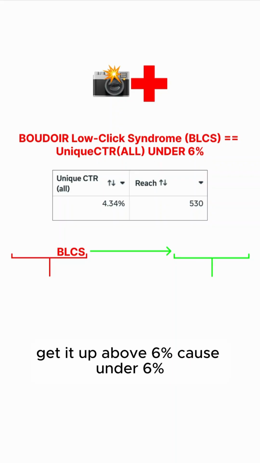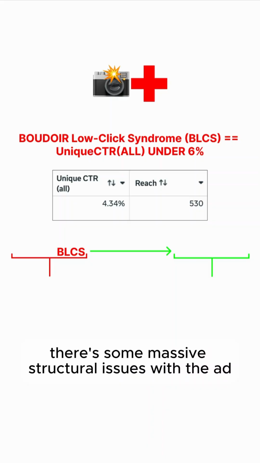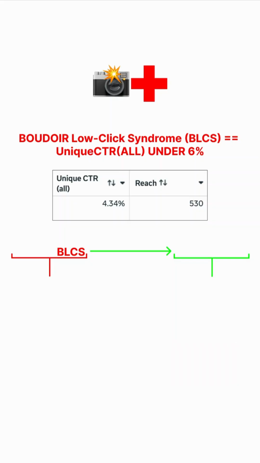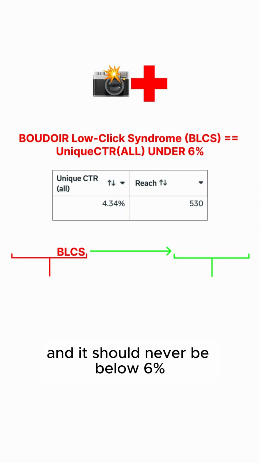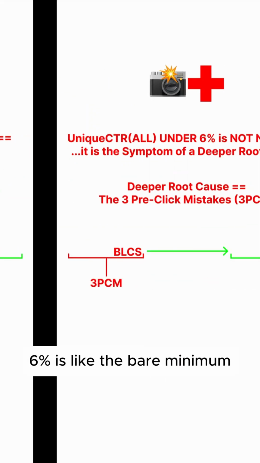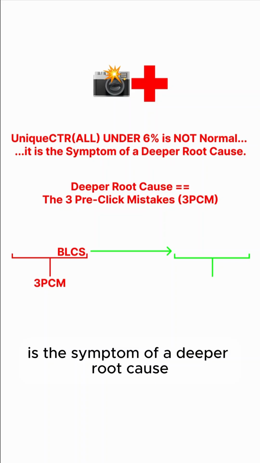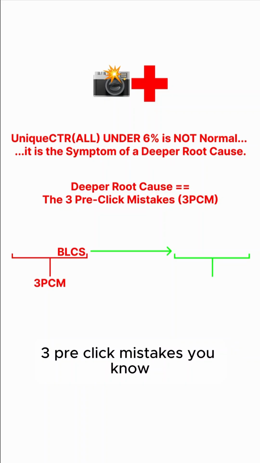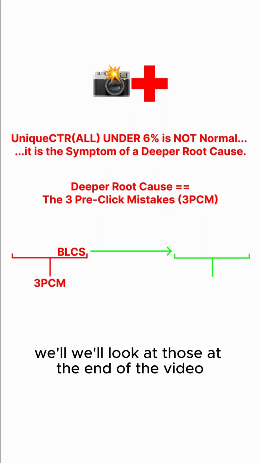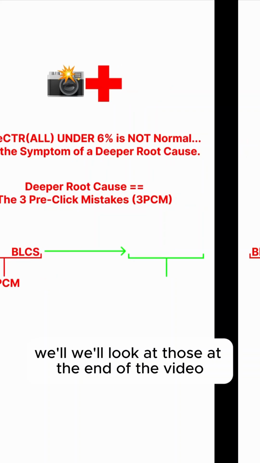Obviously, get it up above 6%, because under 6%, there are some massive structural issues with the ad. It should never be below 6%. 6% is like the bare minimum. So unique CTR under 6% is not normal, it's the symptom of a deeper root cause. And that deeper root cause is the three pre-click mistakes. We'll look at those at the end of the video.